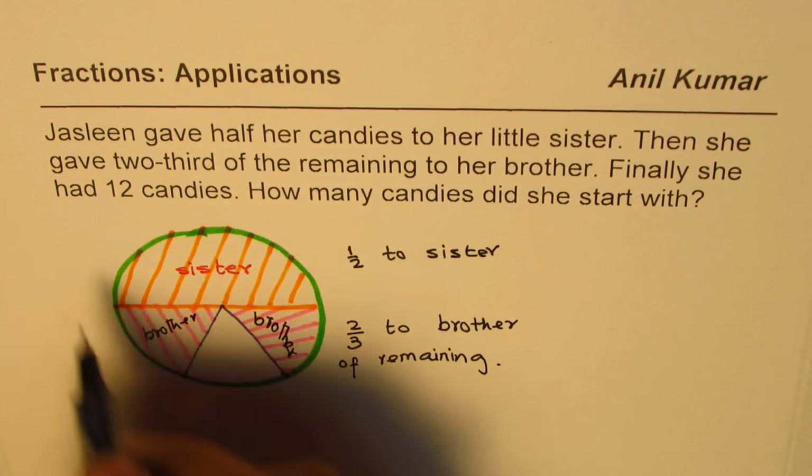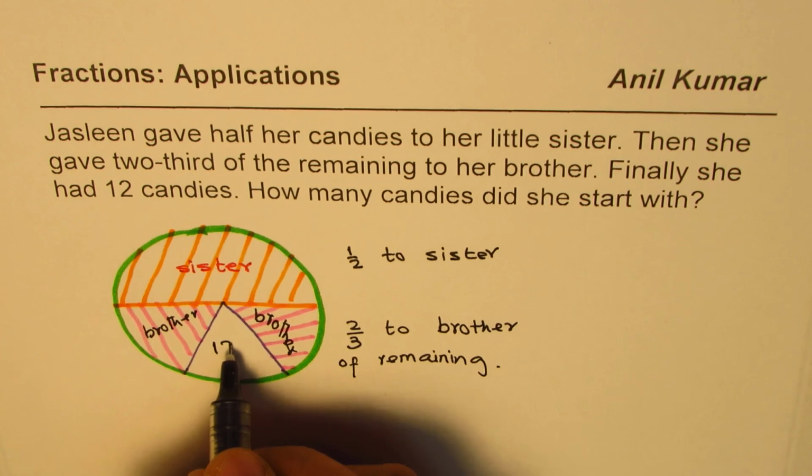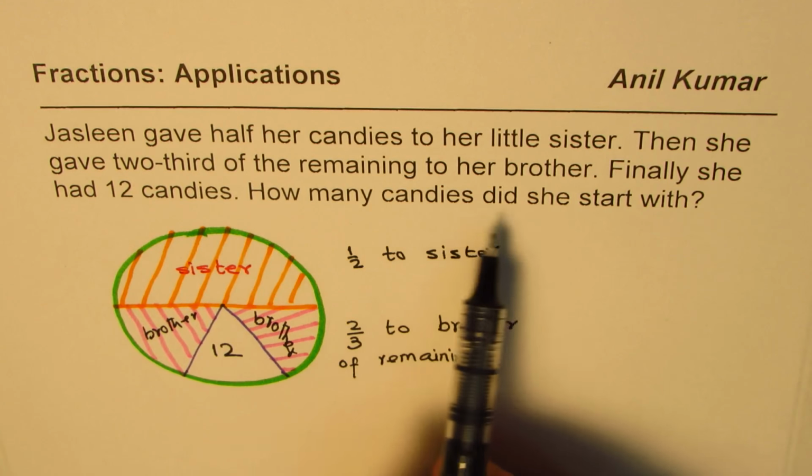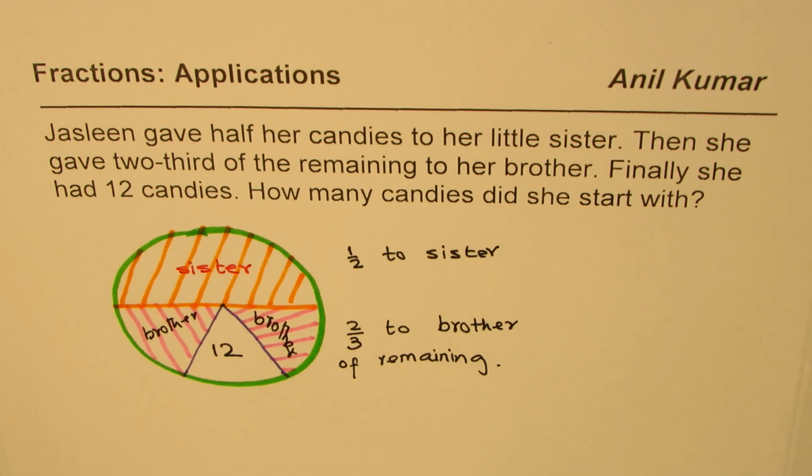Now what is left is 12 candies. This is what is given to her. That number which is left is 12. How many candies did she start with? I hope now the question is very clear. Can we solve it now? Well, we can. Let's pause the video and try it out.